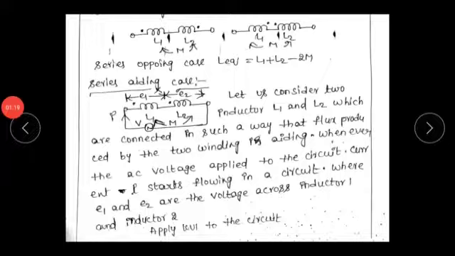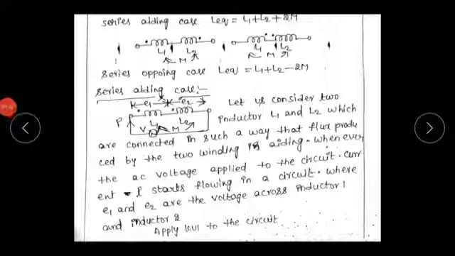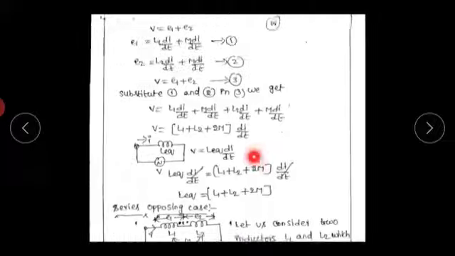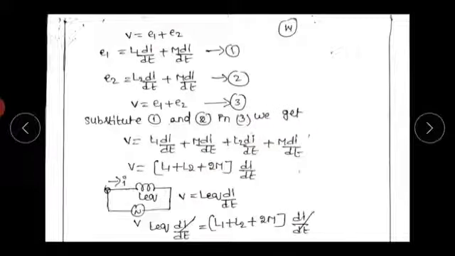Okay, now apply KVL to the circuit. We know the KVL statement: the sum of the voltages around the loop equals 0. Here the applied voltage is V, the first inductor voltage is E1, the second inductor voltage is E2. So the KVL equation is V minus E1 minus E2 equals 0, or V equals E1 plus E2. Okay, this is the KVL equation for the above circuit.